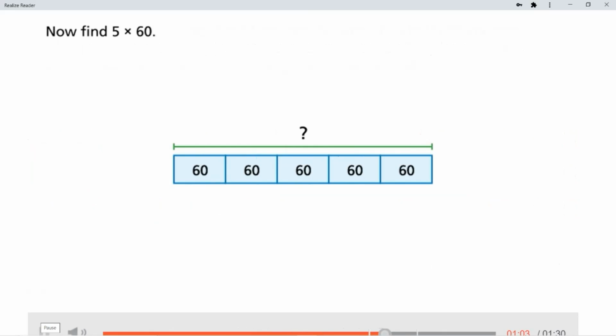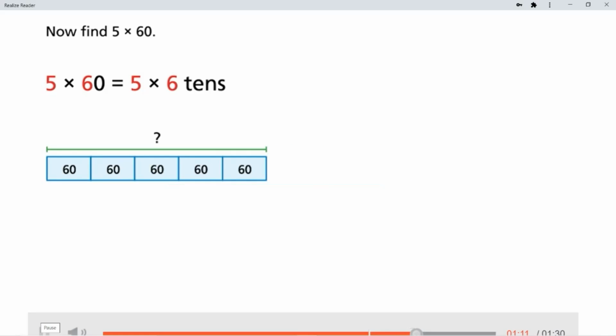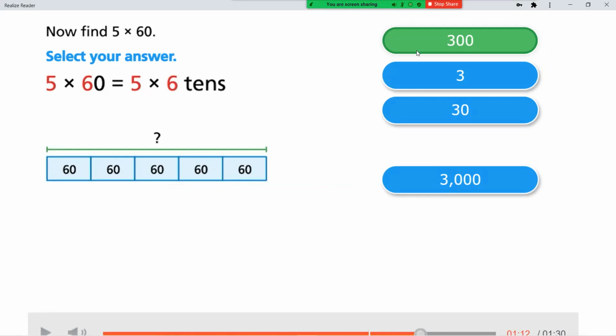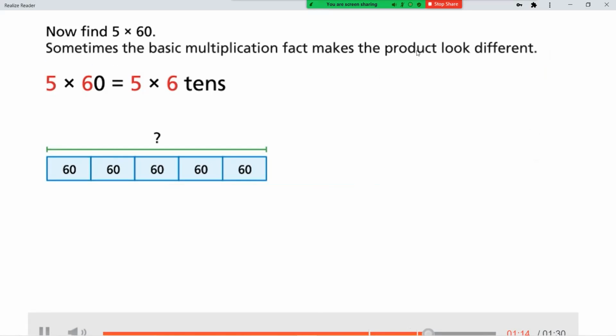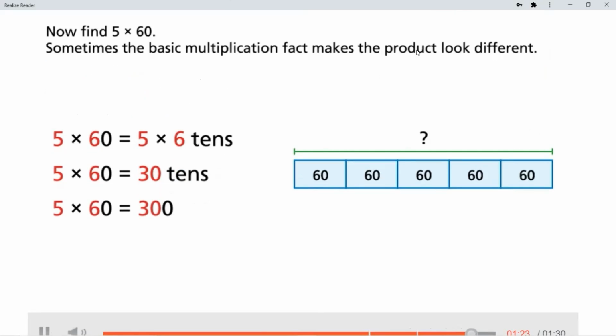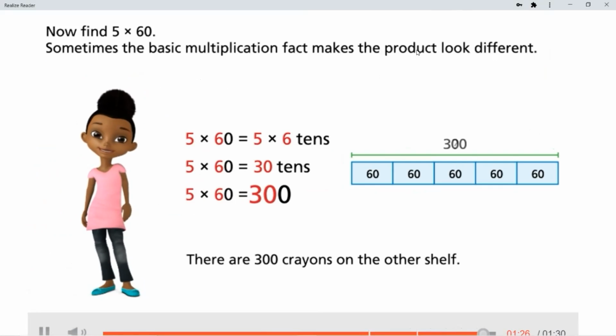Now find 5 times 60. 5 times 60 equals 5 times 6 tens. What is the product of 5 times 60? Select your answer. Sometimes the basic multiplication fact makes the product look different. 5 times 60 equals 30 tens, or 300. There are 300 crayons on the other shelf.